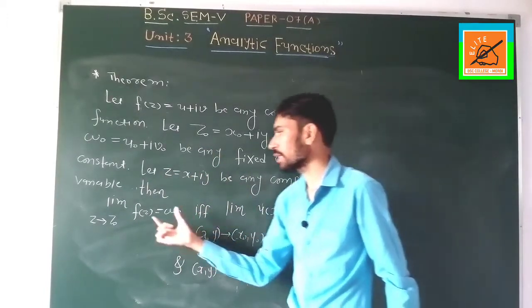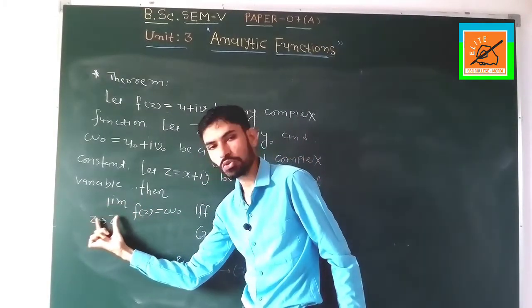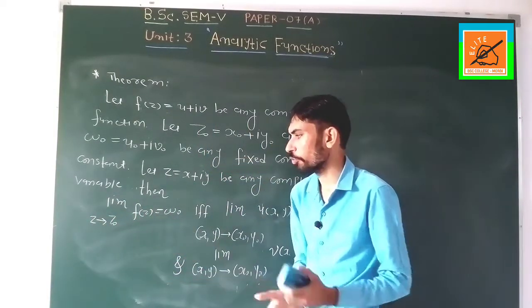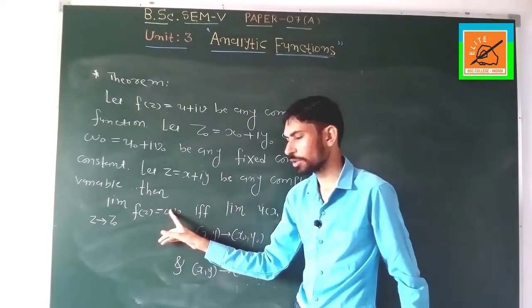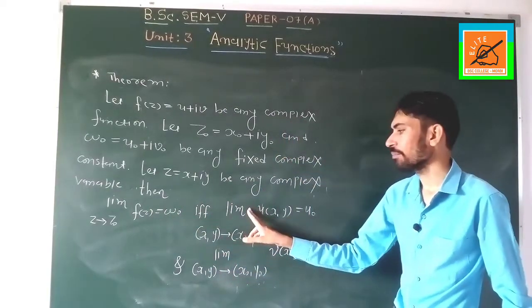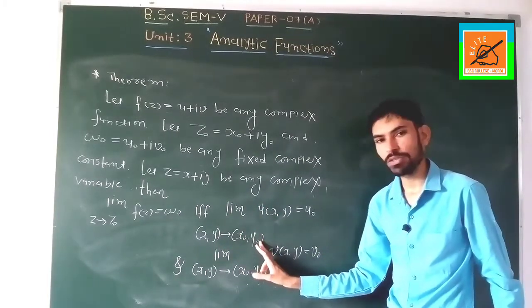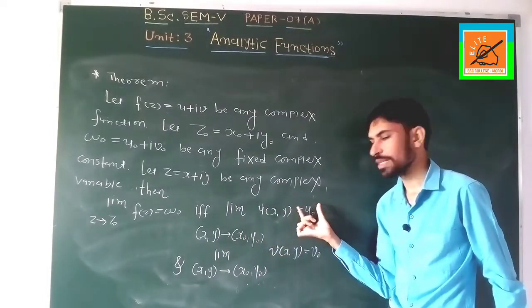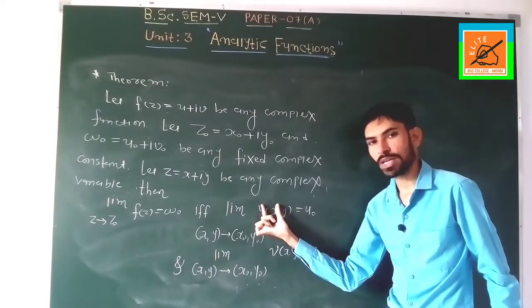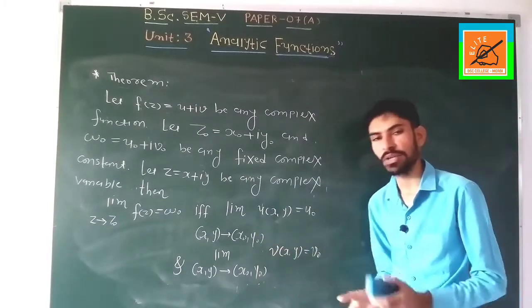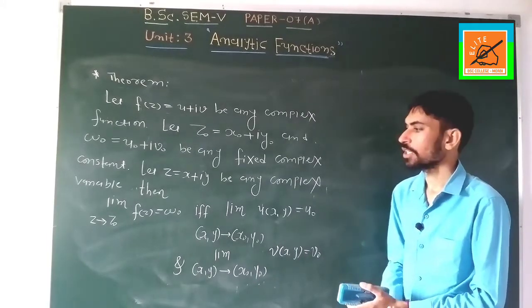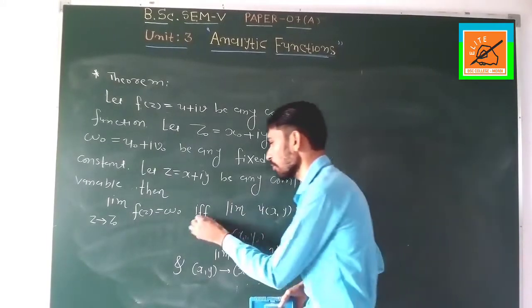Then what is the statement? Limit z tends to z0 of f of z is equal to w0 means the limit of our function f of z will be w0 when the limit (x,y) tends to (x0,y0) of u of xy tends to u0, meaning the limit of our real function u of xy should be u0 and the limit of the function v of xy should be v0. So here we prove this result if and only if.